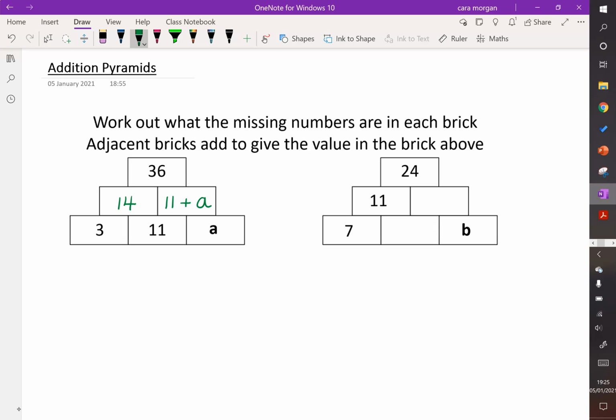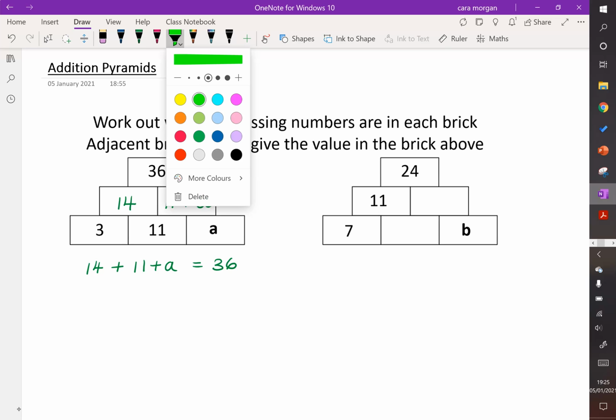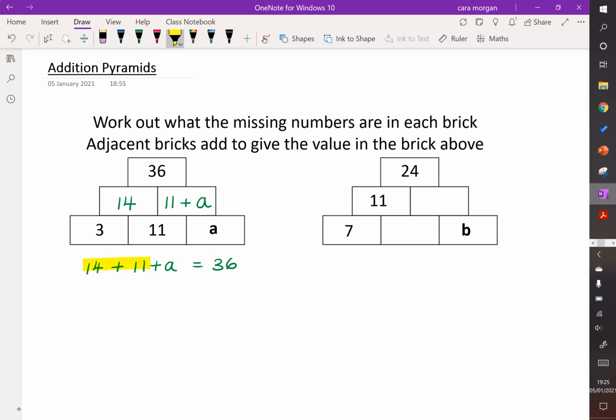This is where I can make an equation, because now I know that 14 add the brick with 11 add A in it must make 36. I think what I'll do to make it look a little bit easier to look at is add the 14 and 11 together, because they are like terms. So I believe I've got 25 all together there, add A, which is 36.